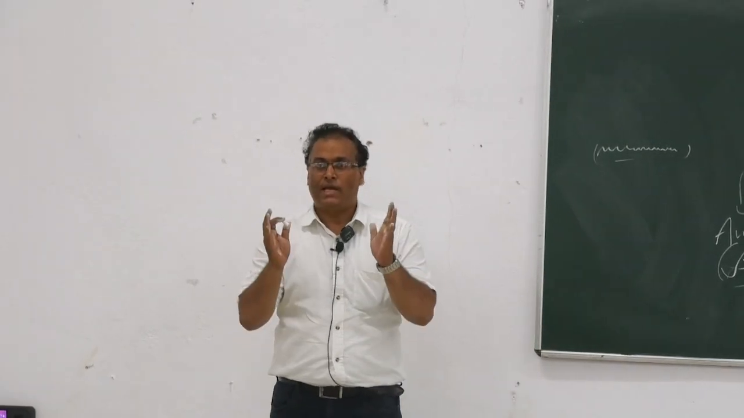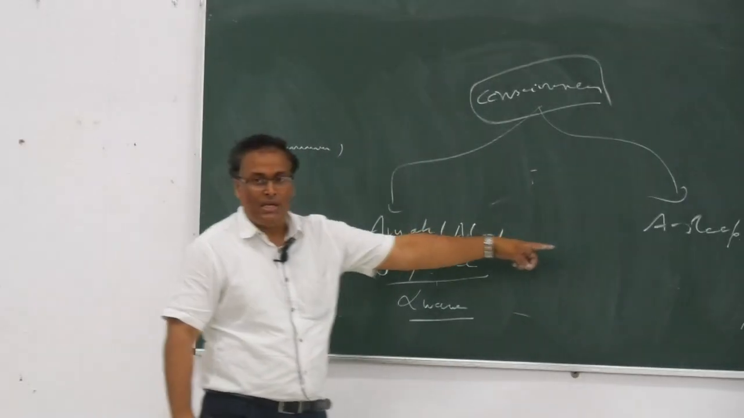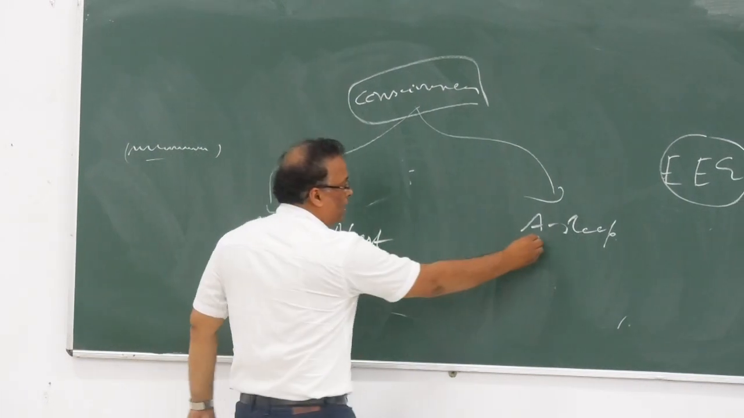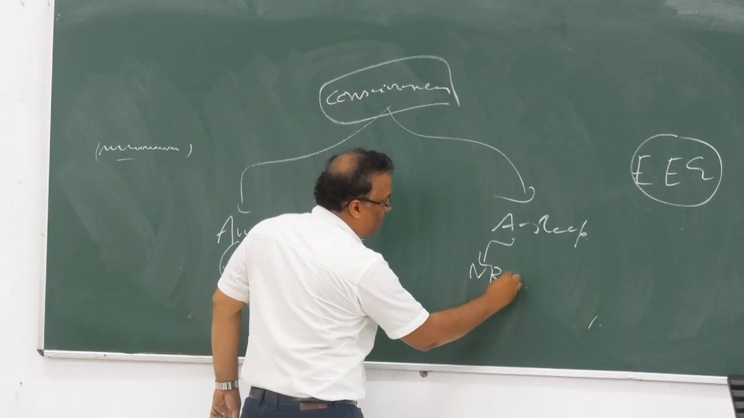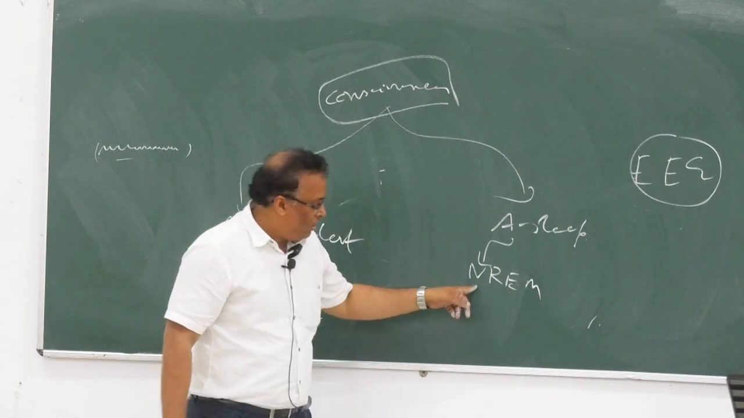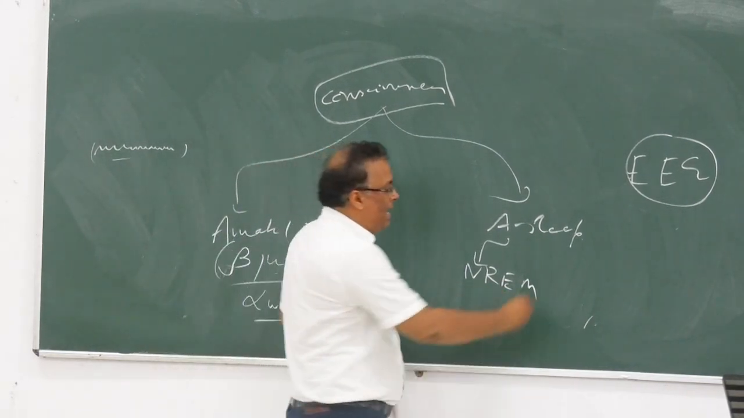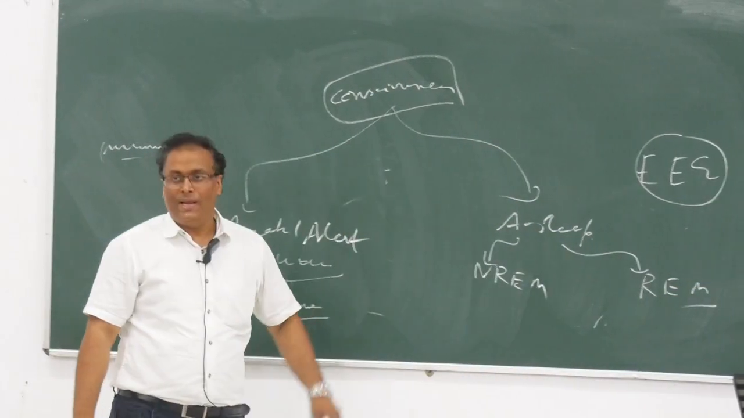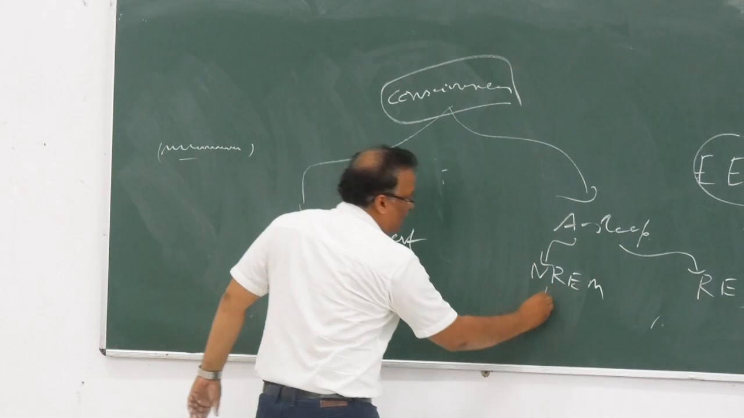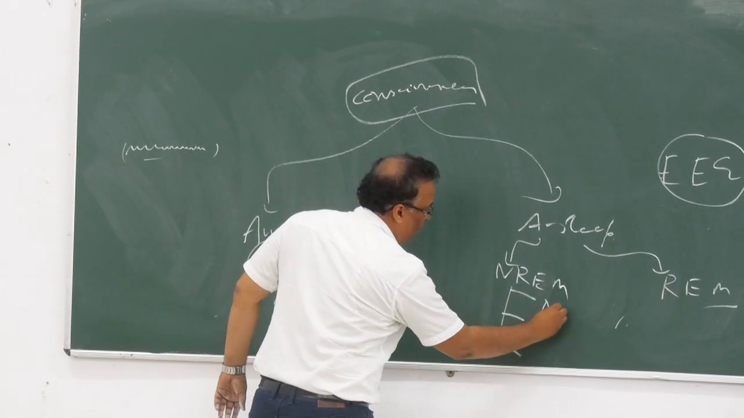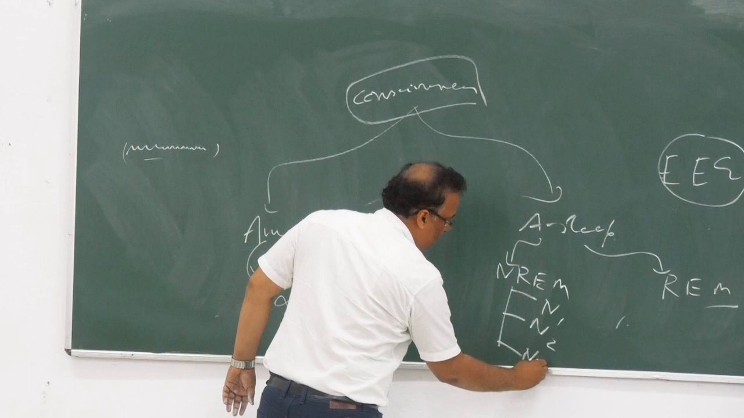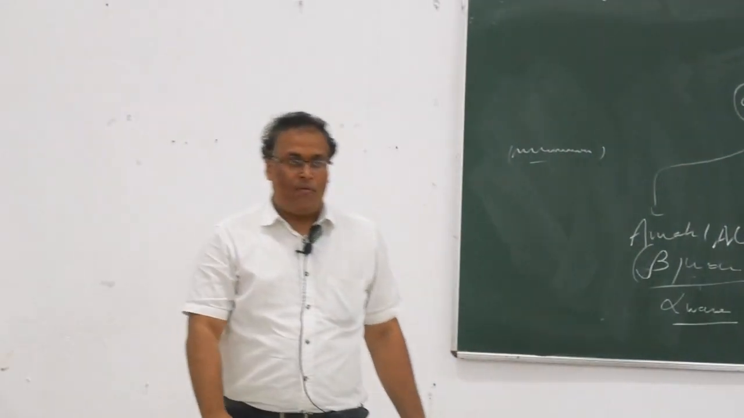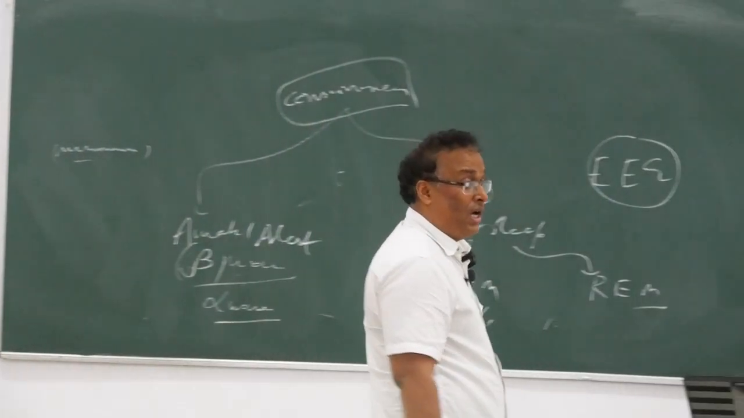Now, sleep cycle, once asleep, mainly two stages are there. Main two stages. What are those? One is non-REM sleep, non-rapid eye movement sleep. Another is REM sleep. Right? Non-REM has three stages: 1, 2, 3. N1, N2, N3. Right? What did I say a little earlier? Alpha, beta, theta, delta waves.